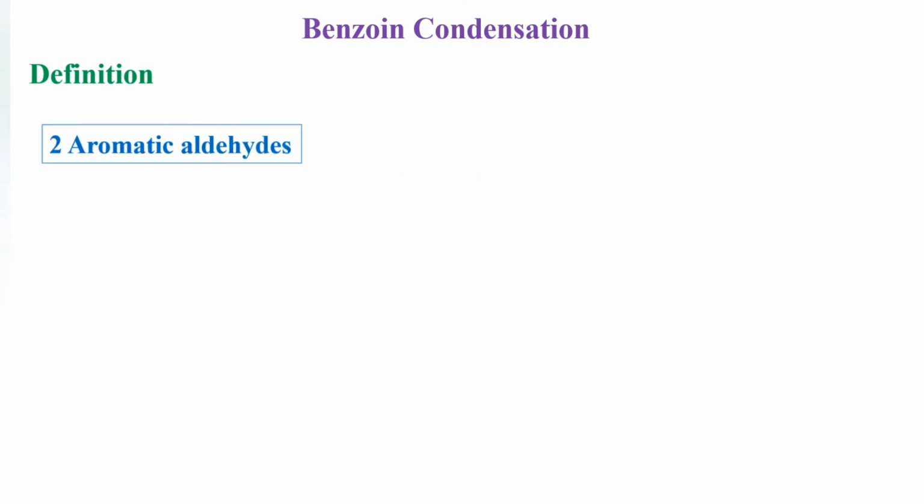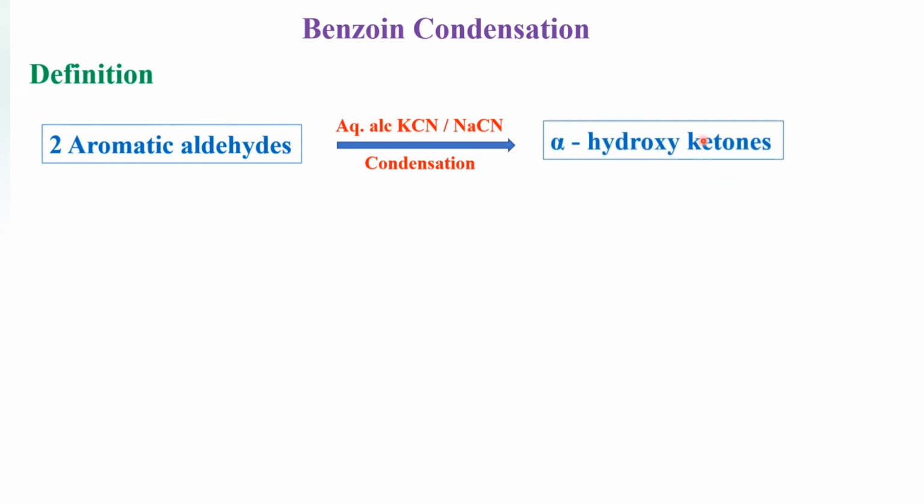Dear students, today we are going to see benzoin condensation. First we'll see the definition. Two aromatic aldehydes undergo condensation in the presence of aqueous alcoholic potassium cyanide or sodium cyanide, and we are getting alpha hydroxy ketone. So what is benzoin condensation?